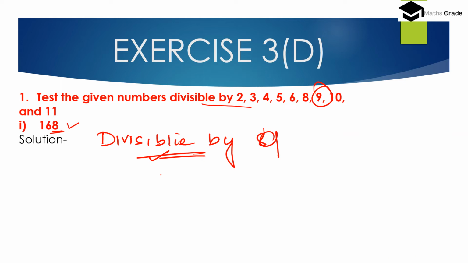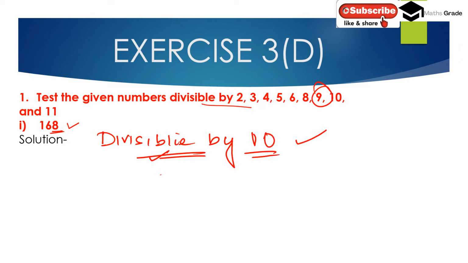Now we'll check whether this number is divisible by 10 or not. We know any number is divisible by 10 if that number is divisible by both 2 and 5, because 10 is the multiple of 2 and 5. So if the number is divisible by 2 and 5 both, then the number is divisible by 10.